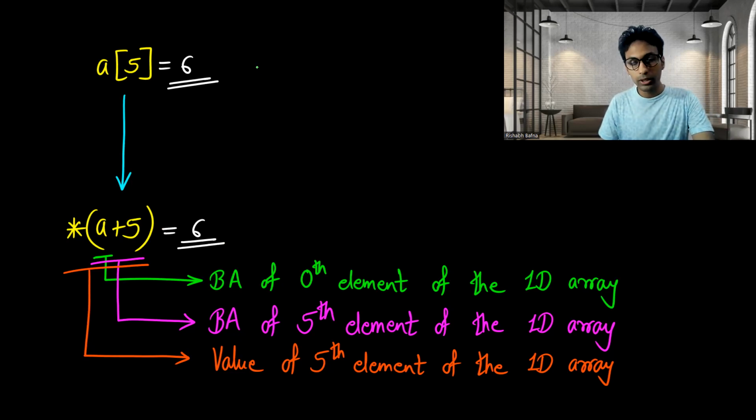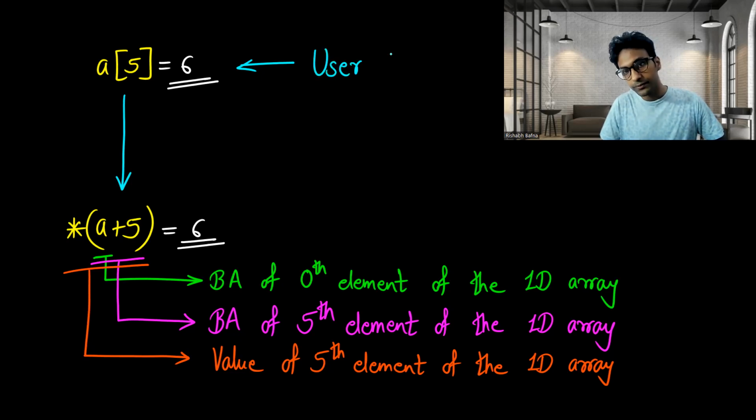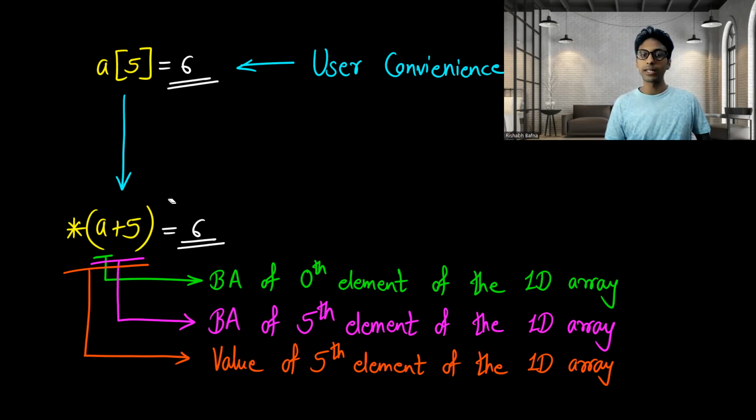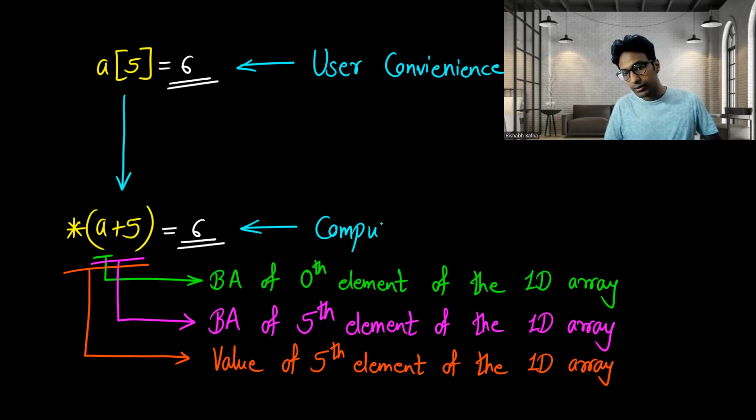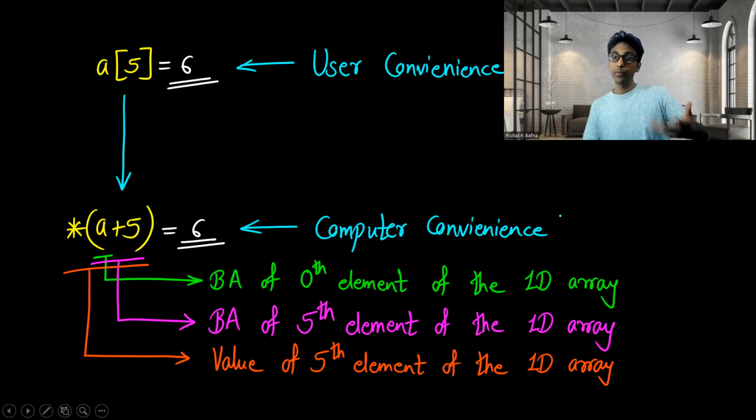This one is actually for user convenience. See, concentrate properly. This kind of notation is for user convenience. Internal computation will happen this way. So this notation is for computer convenience. I hope you're getting it.